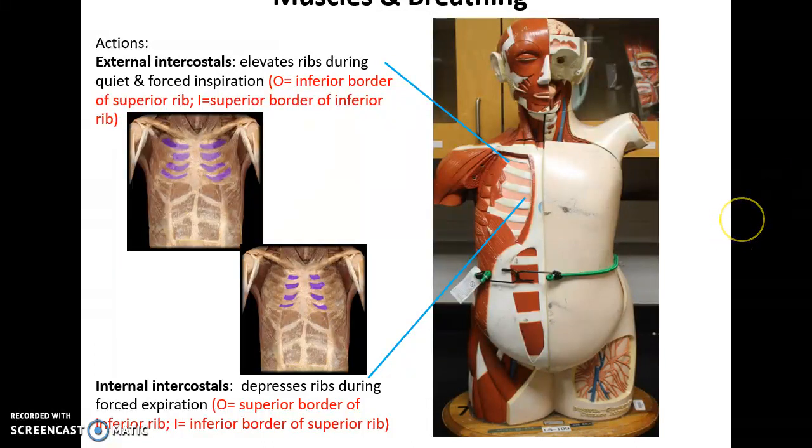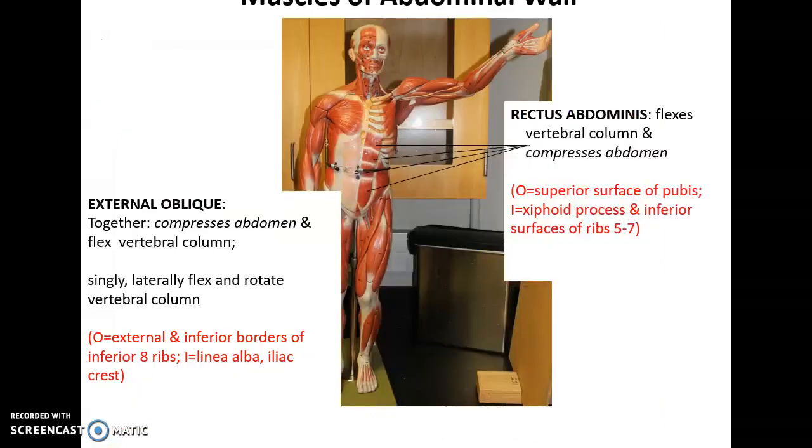Deep to them are the internal intercostal muscles. These help to depress the ribs during forced expiration. You breathe out really hard. Their origin is superior border of the inferior rib. Its insertion is the inferior border of the superior rib, so it helps to lower the ribs.